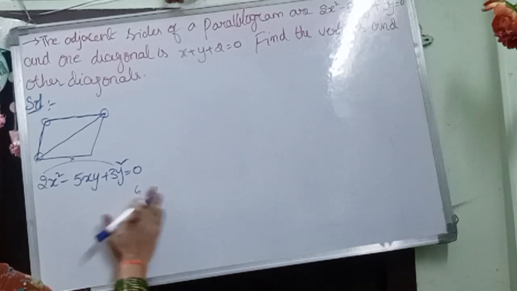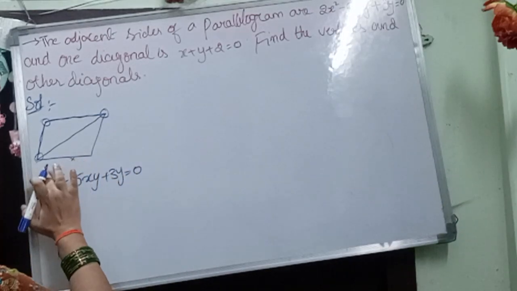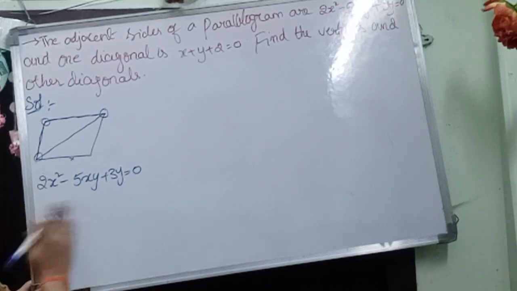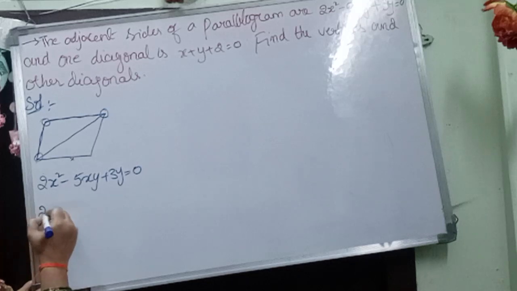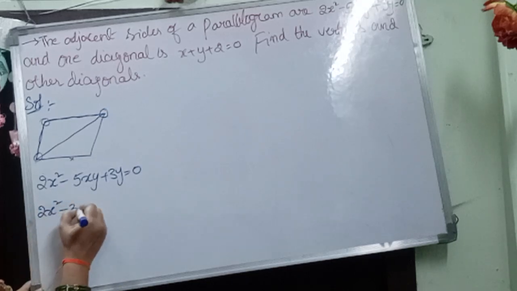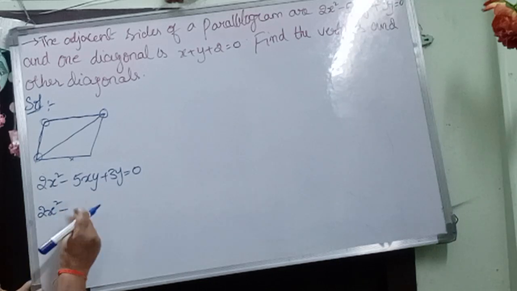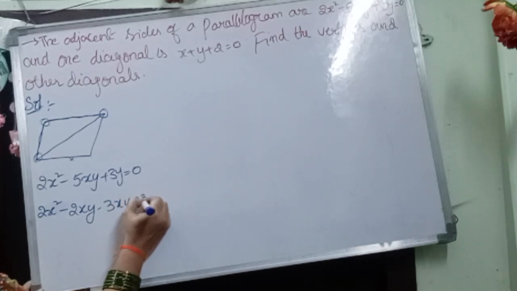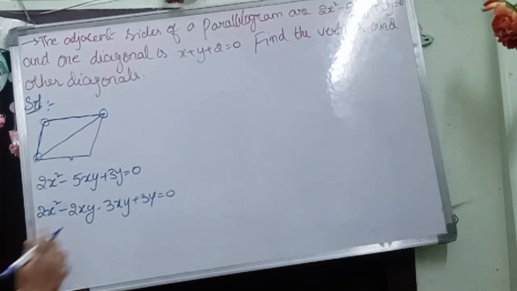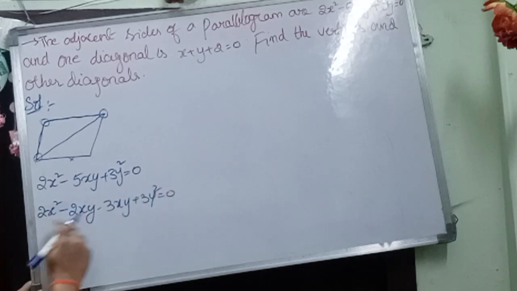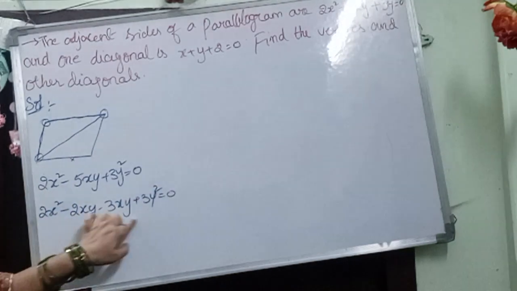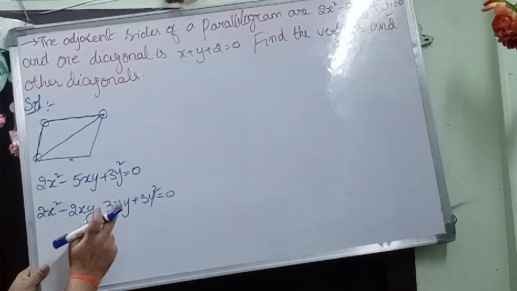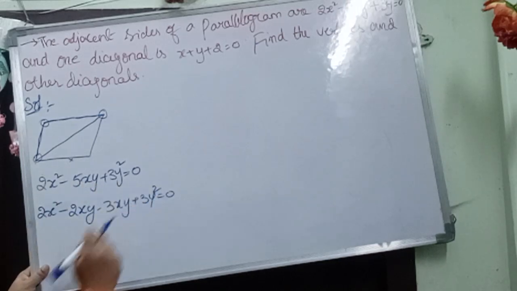Otherwise, we can write this in another way: 2x² - 2xy - 3xy + 3y² = 0. See, observe this. We got this equation, and if you simplify it you will get back the original: 2x² - 2xy - 3xy gives minus 5xy, plus 3y² = 0.